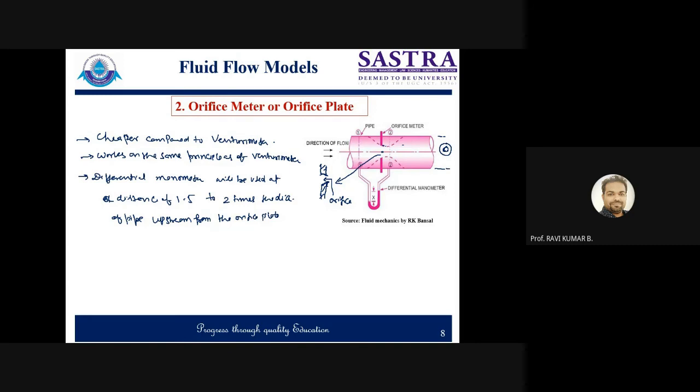Upstream of the plate, and the section 2, which is at a distance of half the diameter. So this distance is half. So section 2 is at 1/2 times the diameter of pipe from the orifice plate. Note down these values, right? So half times the diameter of the plate downstream of the orifice. So this is half times, and this is 1.5 to 2 times the diameter, I'm talking about the location of 1 and 2.